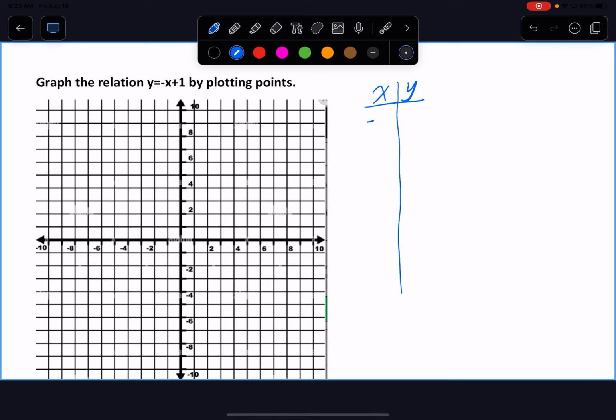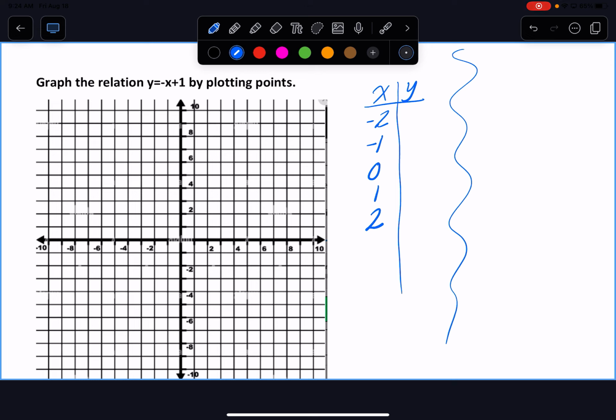I like to plug in negative 2, negative 1, 0, 1, and 2. Isn't that usually what your teachers would pick if they're just doing basic graphs? We do about 5 points. Now be careful with order of operations. Last hour there were some people working on the homework and they were getting the wrong calculation and they just weren't plugging it in and being careful.